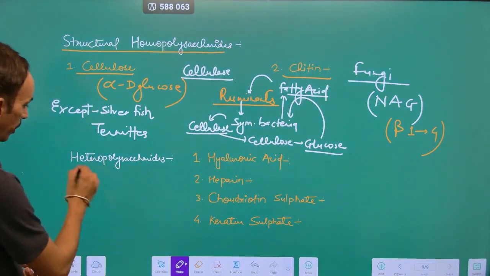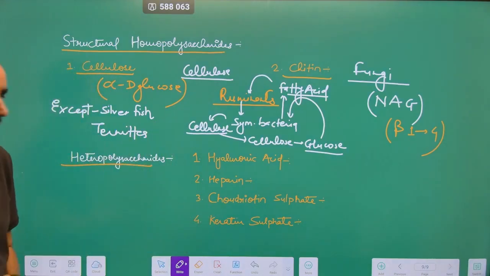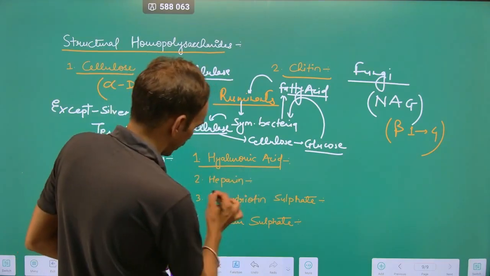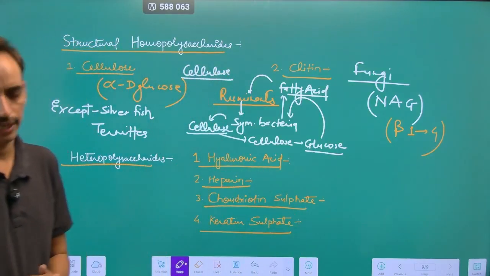Next are the heteropolysaccharides. The heteropolysaccharides are mainly divided into four types: hyaluronic acid, heparin, chondroitin sulfate and keratan sulfate.